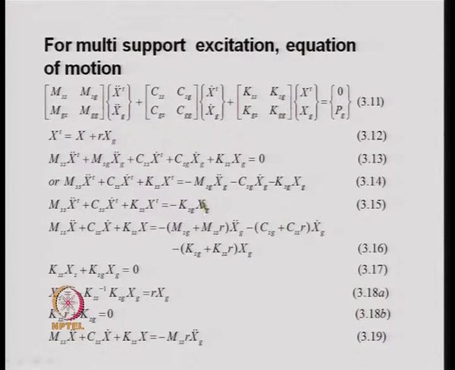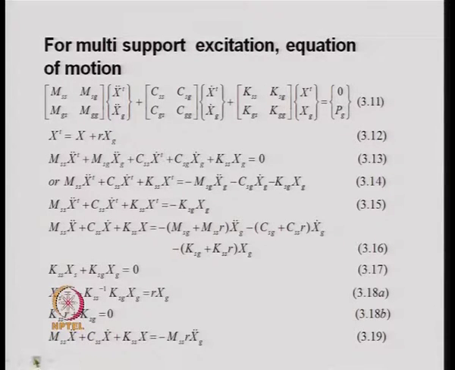Ksg is the coupling matrix between the non-support degrees of freedom and the support degrees of freedom, that is the degrees of freedom at the ground, and xg is the ground displacement vector.